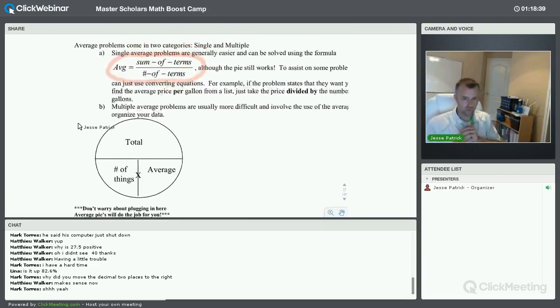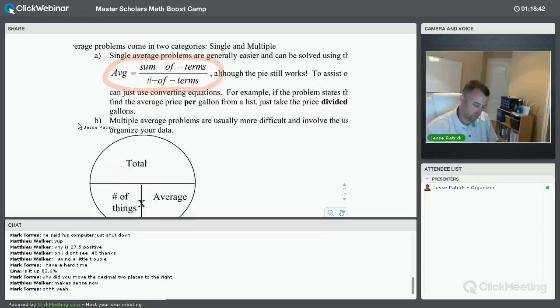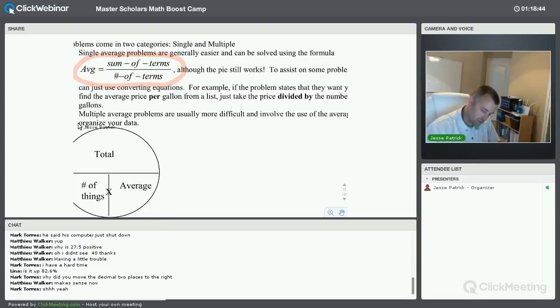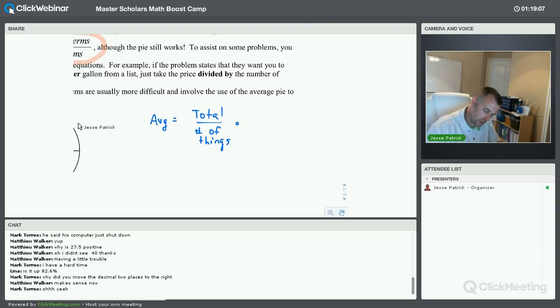And again, it comes from the average formula. And what I want you to see is what I've done. I've basically said this: an average equals the sum of your terms, or I'll call it the total, divided by the number of things. And what I'm doing is I'm going to multiply both sides by the number of things.